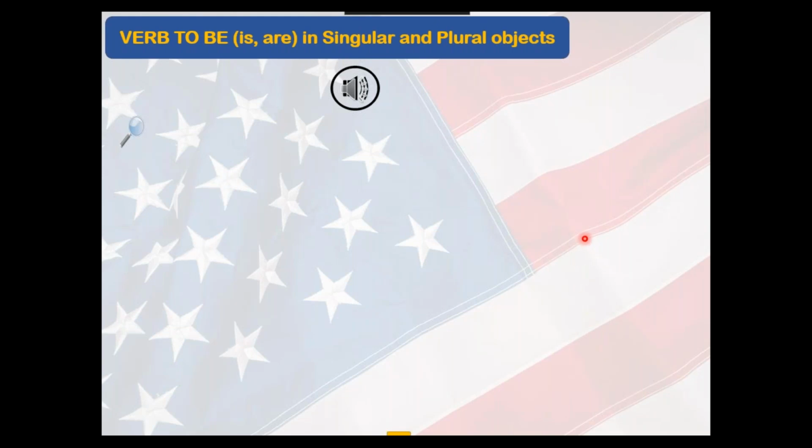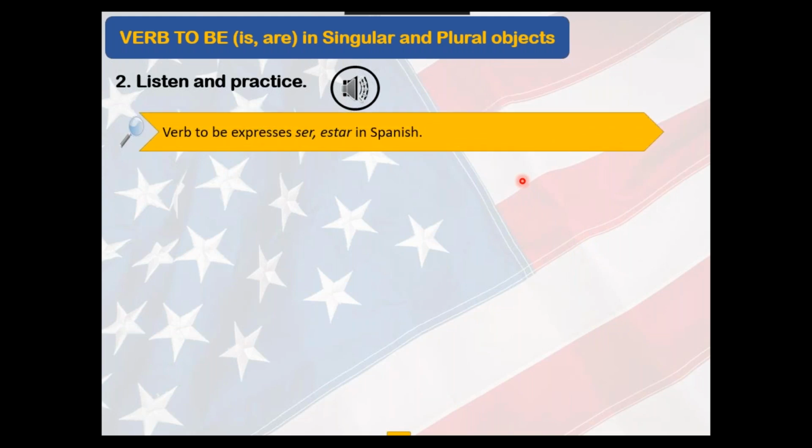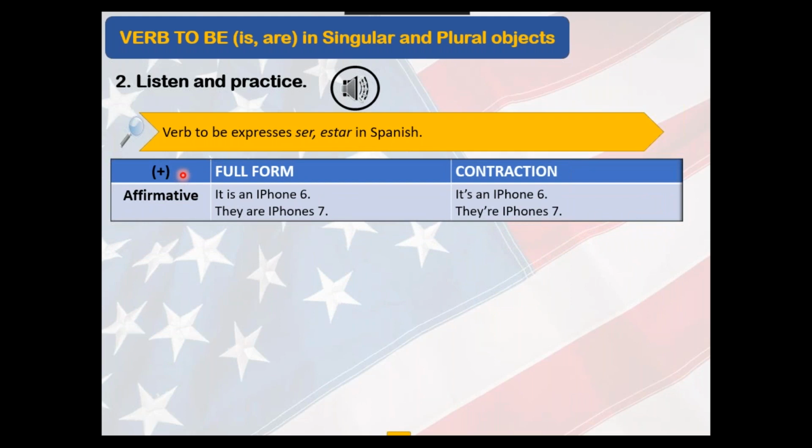So what is the verb to be in singular and plural? Remember that the verb to be expresses ser, estar in Spanish. For example, in affirmative full form, it is an iPhone 6. In contraction, in short form, it's an iPhone 6. In plural, they are iPhone 7. They're iPhone 7.